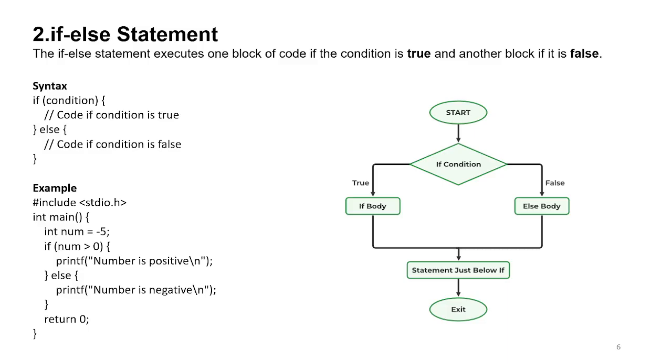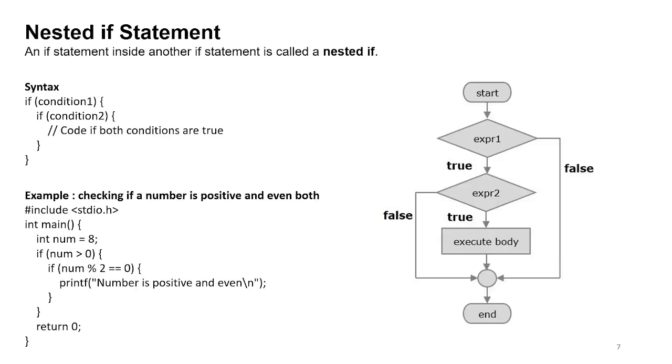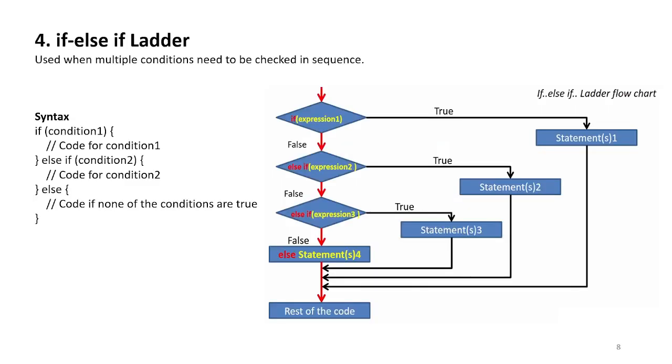Here you can see another example is given, you can try it also. But for now, let's jump to our next statement, which is the nested if statement. But before that, I want to discuss the if else if ladder. Why?